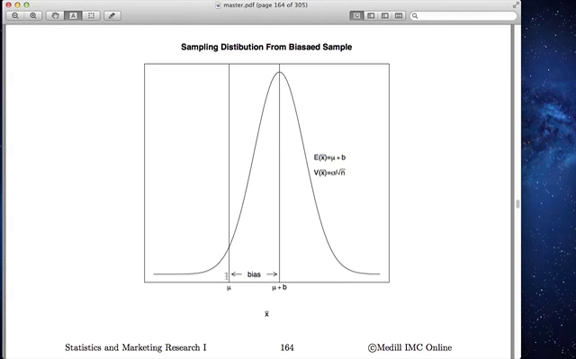What's the effect of this? Well, the effect is that your samples are no longer going to be centered at mu. Instead, they're going to be centered at mu plus b. Okay, so if my leading question leads people to giving me an answer that's systematically high, now what's going to happen is that my sampling distribution is going to be centered at mu plus b. So I'm estimating mu plus b, I'm not estimating mu anymore.